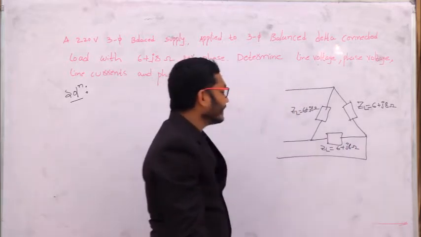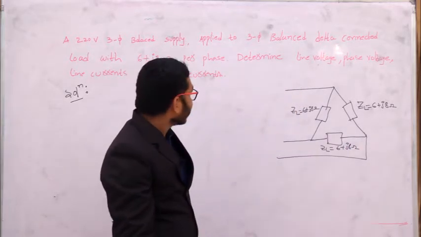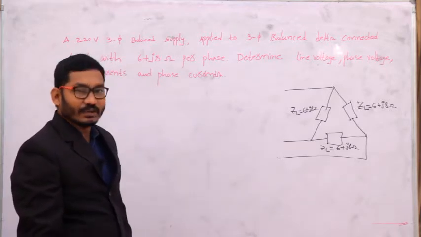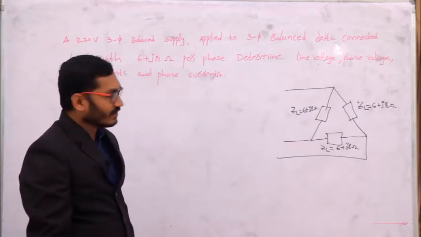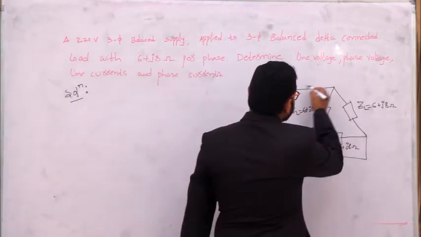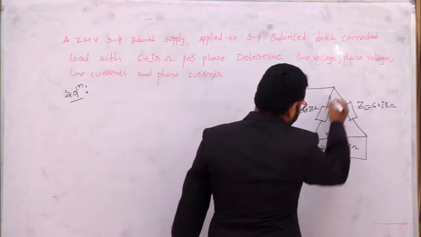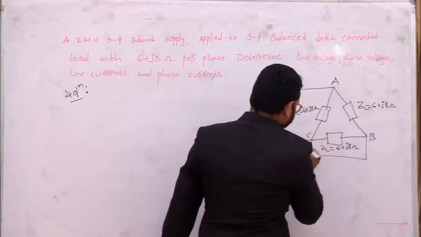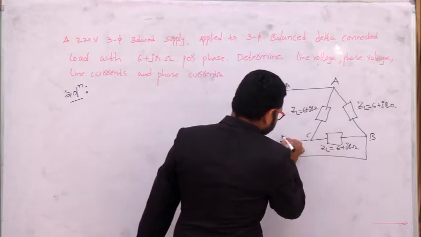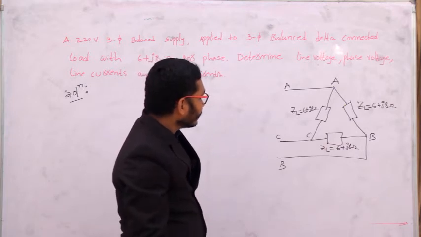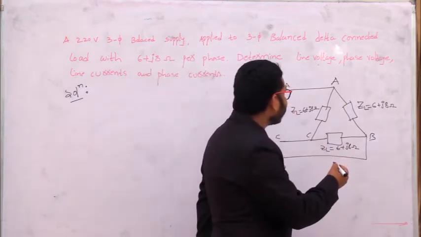Here he did not mention the phase sequence. Suppose in a problem he mentions the phase sequence, then you have to take that phase sequence. If he does not mention anything, then by default you can take the phase sequence as A, B, C. Okay, this is the phase sequence.